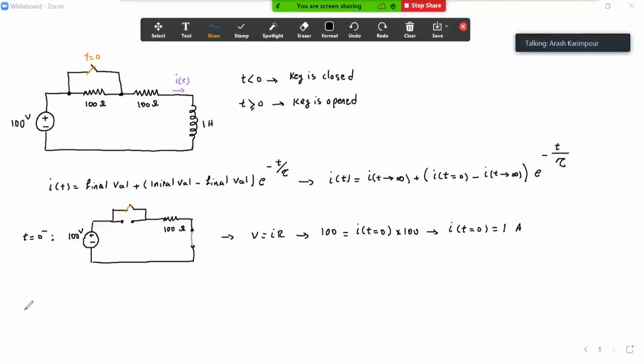Now we want to see what's happening if t goes toward infinity. If t goes to infinity, it means that we open the key and just let it sit there for a long time. So if we open the key, the battery is going to be there, this is the open key right here, and then we have the first resistance, the second resistance, and then the inductor.